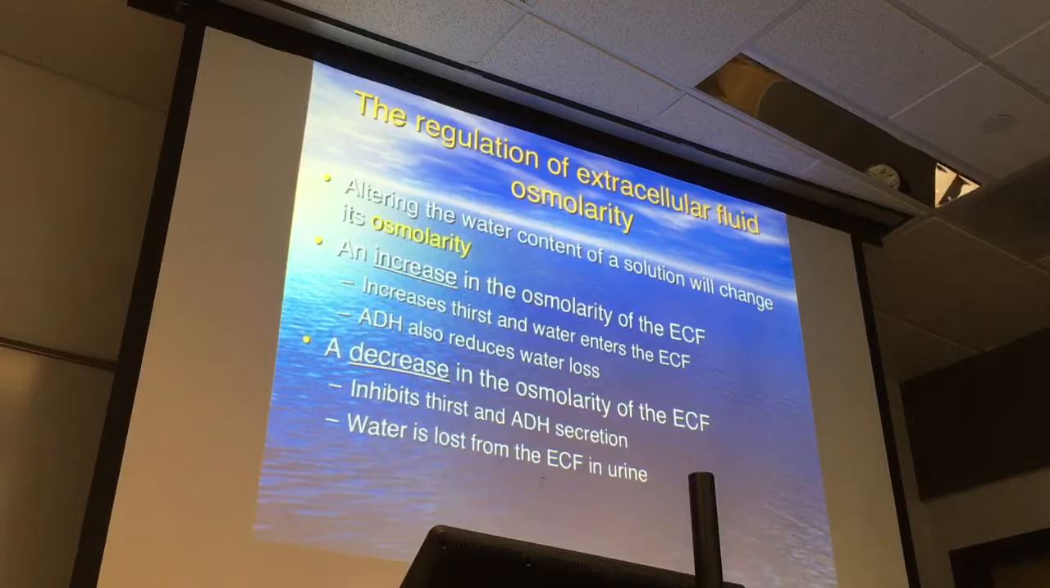So, decrease osmolarity, too much water in your interstitial fluid. You're going to lose it right here in the urine. And you definitely won't be thirsty. Okay? That's a simple relationship.